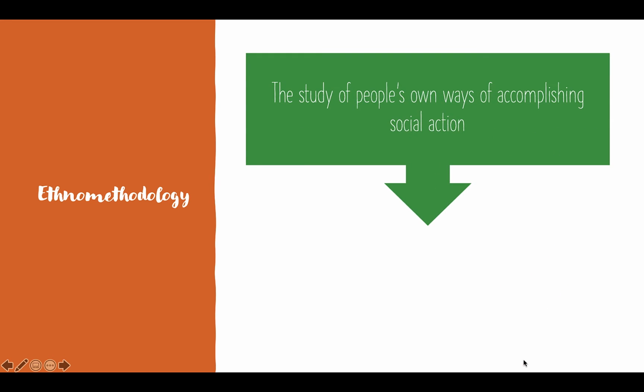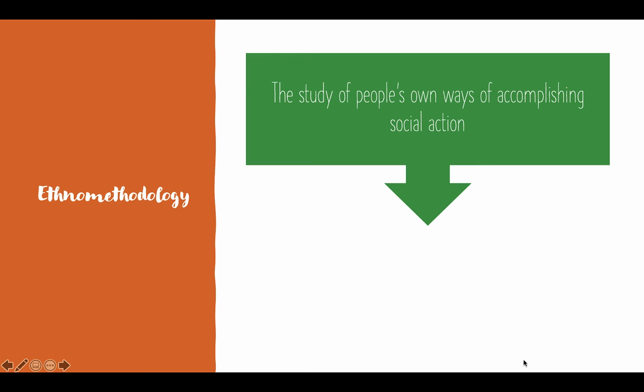CA is a fundamentally ethnomethodological approach to the study of human interaction. Ethnomethodology is a method of social and interactional analysis that examines people's own ways of constructing social action. In other words, ethnomethodological researchers examine interactions to see how people themselves, the participants in the interaction, make sense of the world and their place in it.